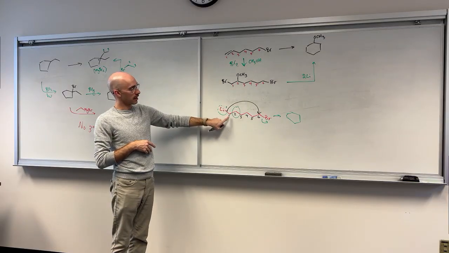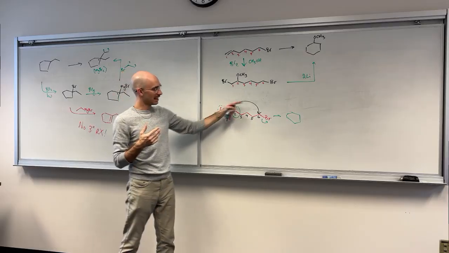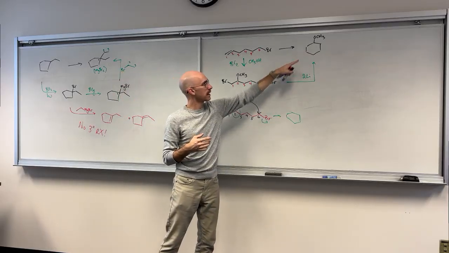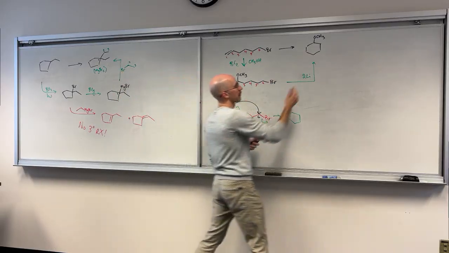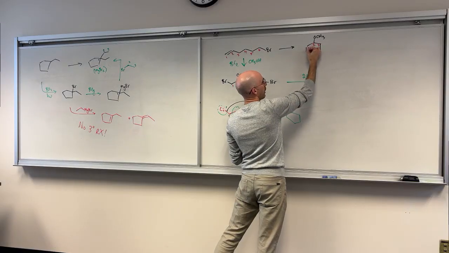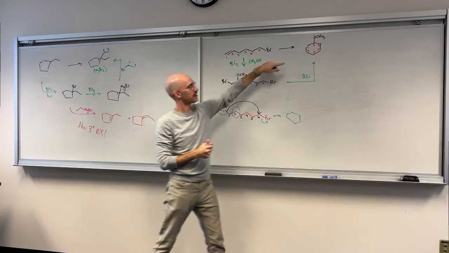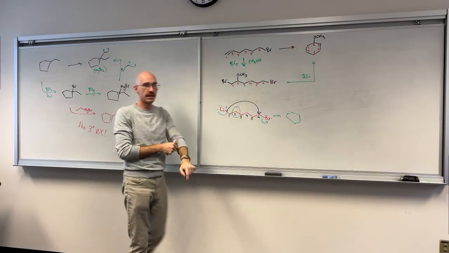That's what they do. This is generated, but as soon as this is generated, you can't isolate it. It attacks itself, and it makes that ring. And so here I've got 1, 2, 3, 4, 5, 6. And it was this carbon 1 to carbon 6 bond that I made in that last step.